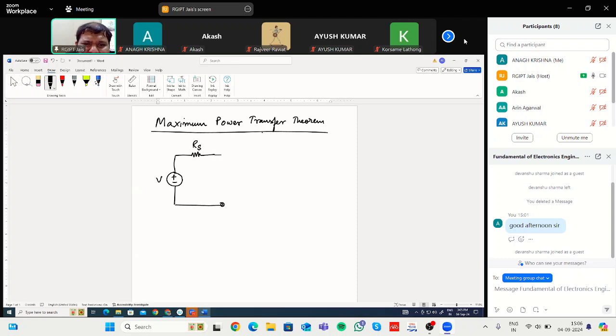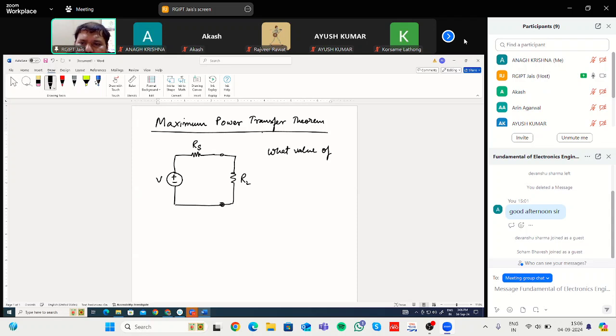Now, at the end of Thevenin's theorem, you have reached this. There can be many complex networks here, but we are not interested in that. Using our knowledge of Thevenin's theorem, any complex circuit we can represent like this. What we are interested in is this load RL. So what should be the value of RL? The question is, what value of RL will result in max power transfer?